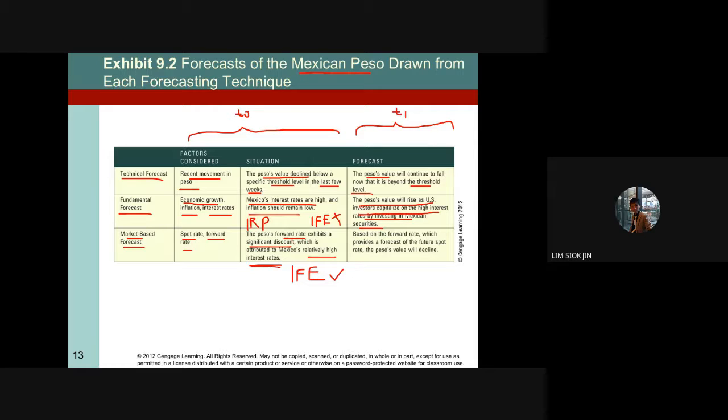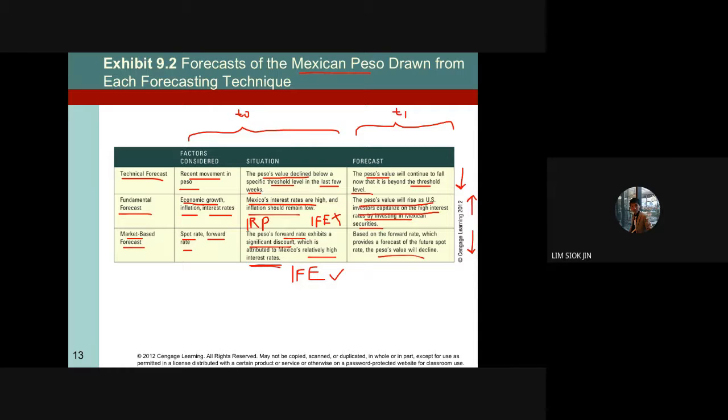So you're looking at the forward rate, which provides a forecast of future spot rate. The peso value will decline. Right, so they said peso will increase. Peso will decline. And here, peso will decline.